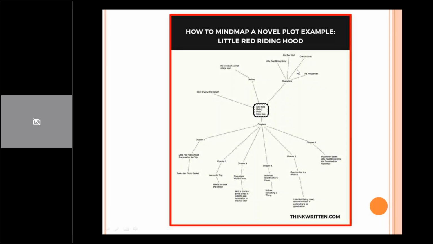What are the 4 characters? You know, Little Red Riding Hood, Wolf, Grandma, and the Woodman. 4 characters. And the story has got 6 chapters. First chapter, Little Red Riding Hood starts, leaves for trip, and finds the wolf, and arrives at Grandma's. Grandma is the wolf, and Woodman saves.